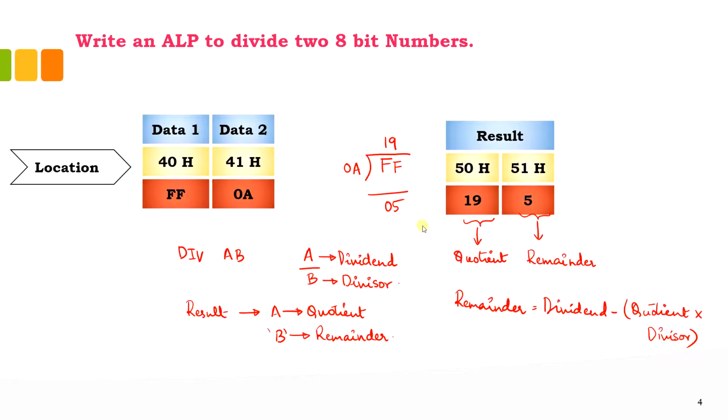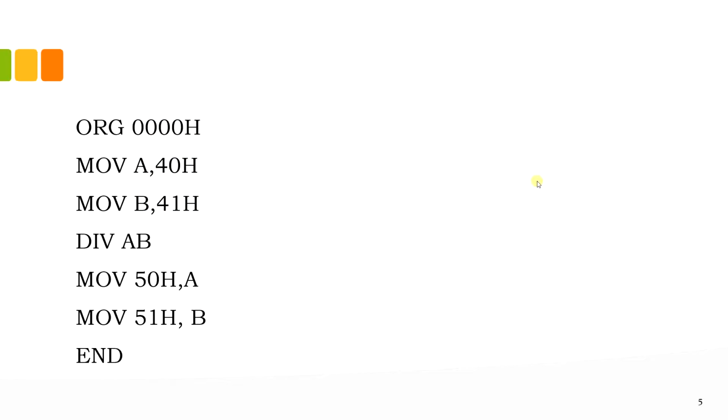Now, since we are using the 40H and 41H memory locations to store the input data and the result will be stored in 50H and 51H, we need to see to it that initially we load the dividend into the accumulator, the divisor into the B register, perform the division, and then whatever result of division we obtain, which is stored in the accumulator and B register, should be appropriately moved to the memory locations 50H and 51H. So the code goes like this.